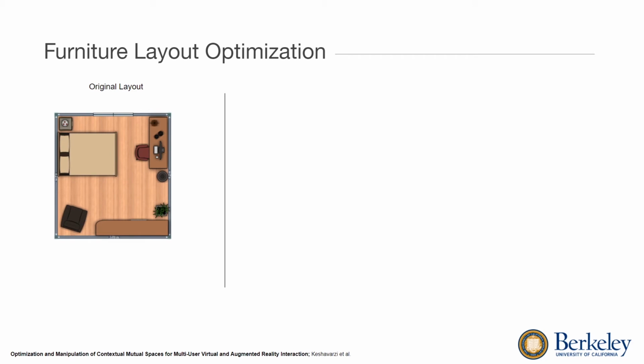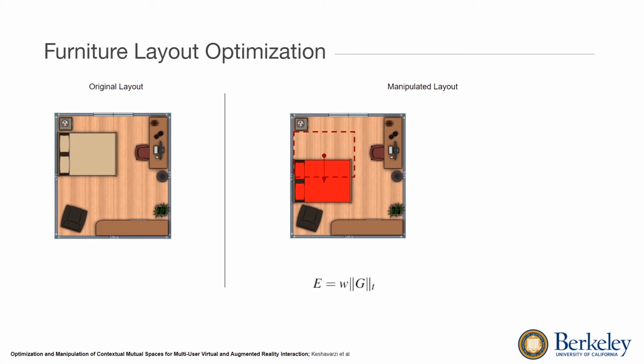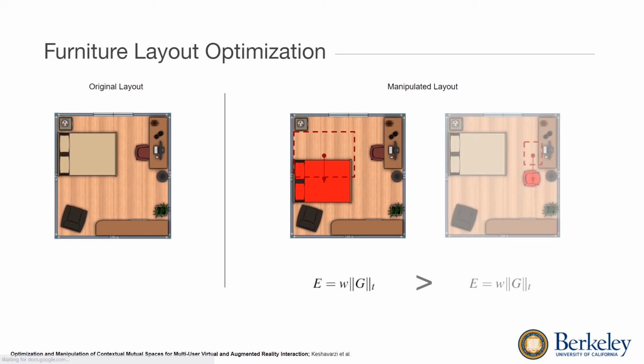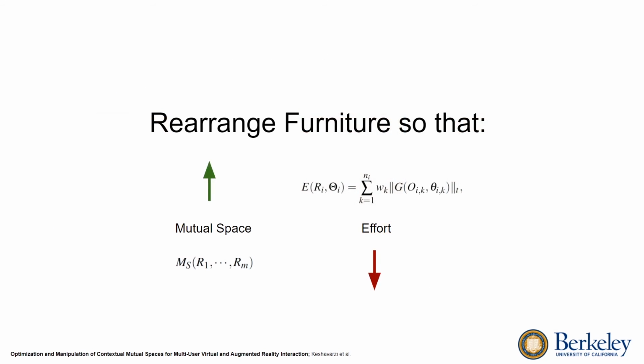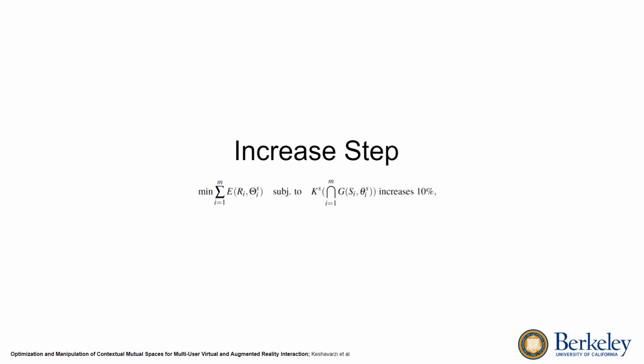So in simple terms, moving a bed is considered to have a higher effort value than moving the chair for the same distance. So again, our goal is to slightly manipulate the room layout to increase mutual space with minimum effort. And to simplify this process for the user, we define some increase steps, where each step has the goal to achieve 10% additional mutual space from its previous step, while maintaining the minimum effort to do so.